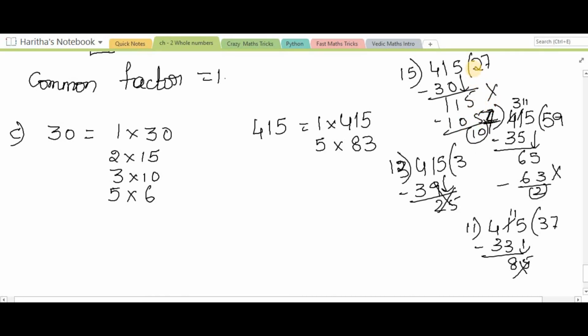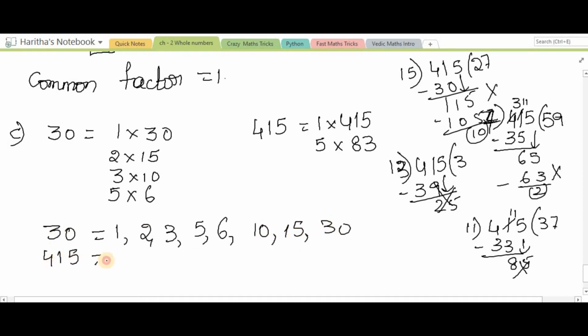And 16 will not come. 17 also will not come. So the factors of 415 are this much only. The factors of 30: 1, 2, 3, 5, 6, 10, 15 and 30.